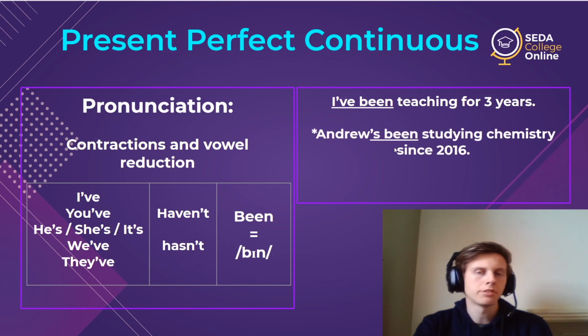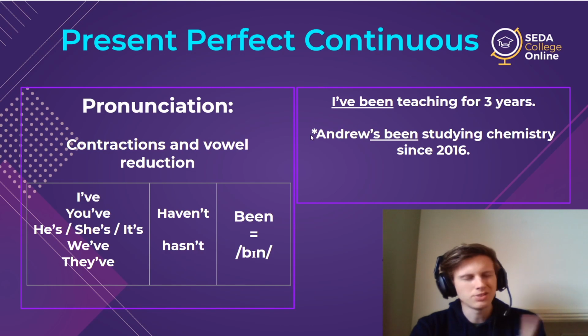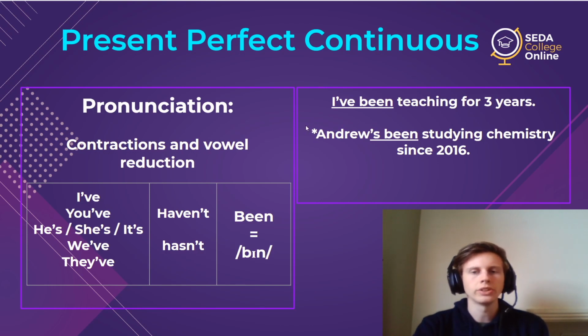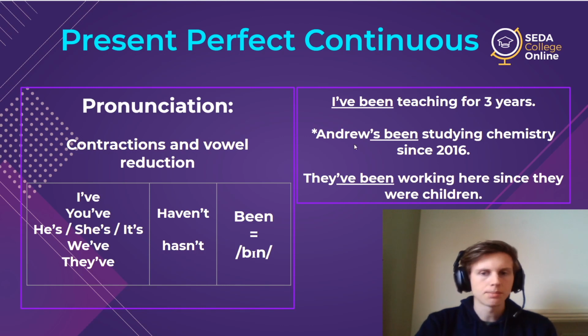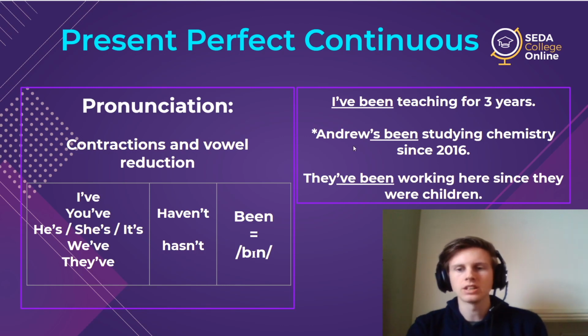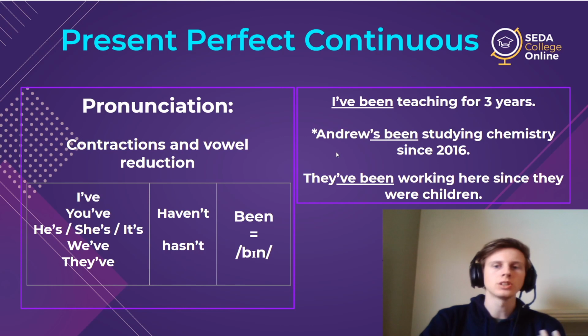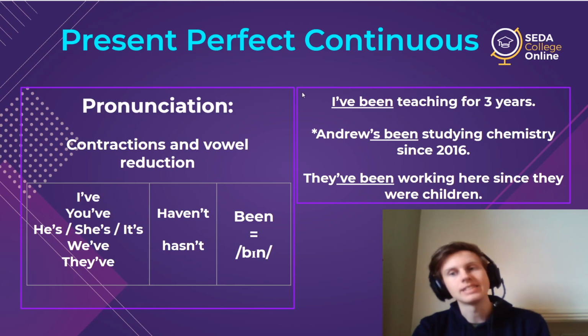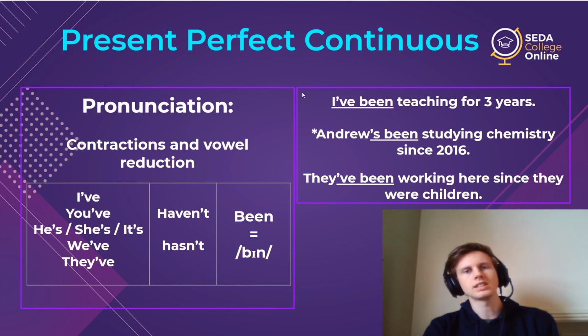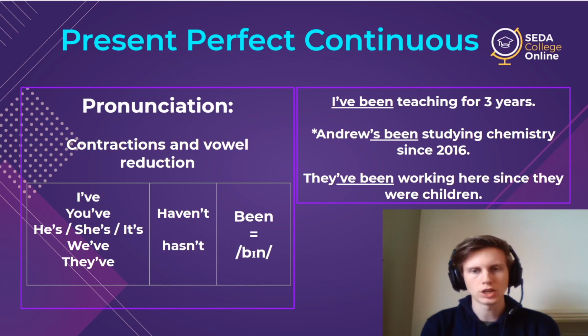We do it with other subjects as well, not only pronouns. Again, this star here means I do not recommend to write. This is only to show pronunciation. So Andrew's been studying chemistry. Again, the reduction and the contraction, Andrew's been. And with another example, they've been. They've been working here since they were children. So let's try that. Let's say these sentences together to practice that more rapid pronunciation.